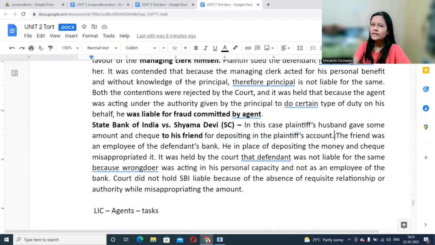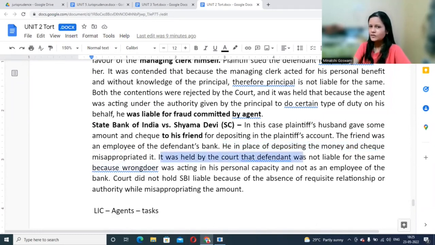Okay. The friend was an employee of the defendant's bank. He was an employee of SBI. He took the money, he took the check, but what he did is, in place of depositing the money and check, he misappropriated it. He used it for himself. He never deposited it in plaintiff's bank account.